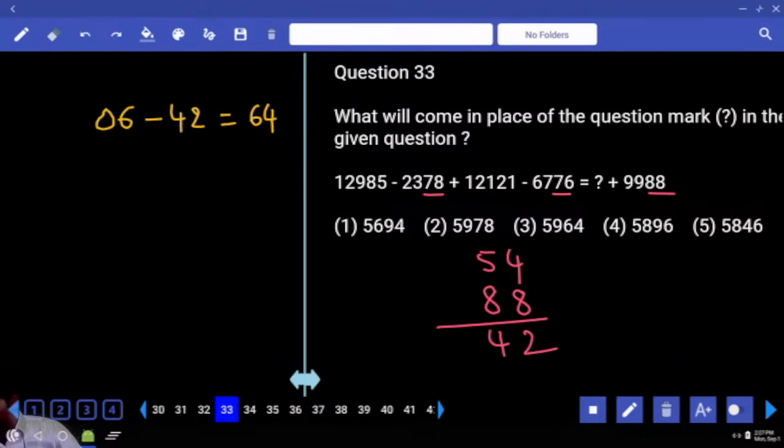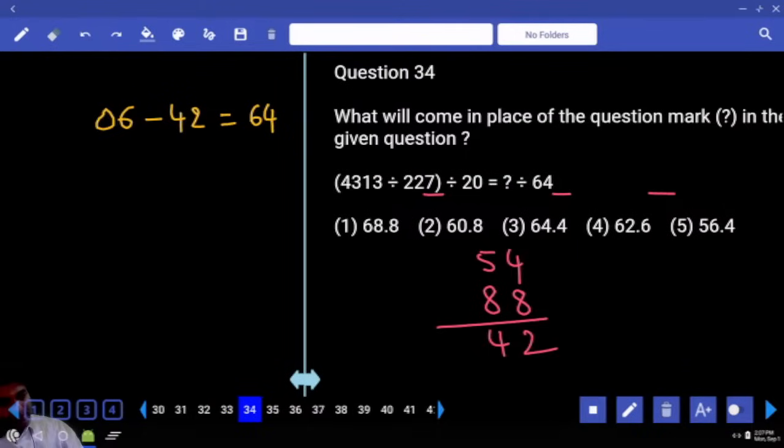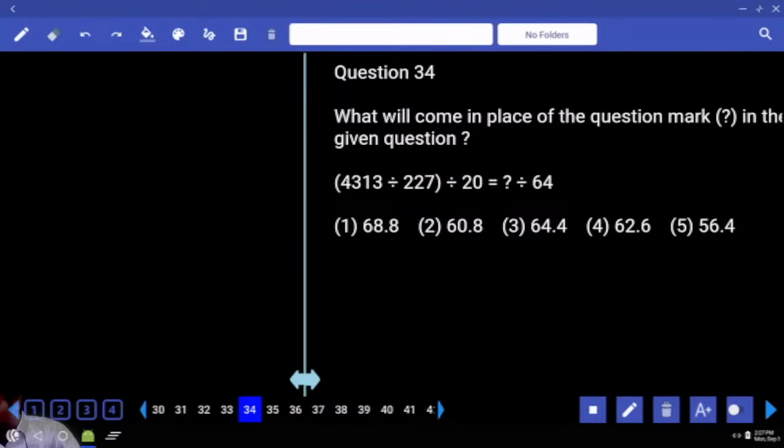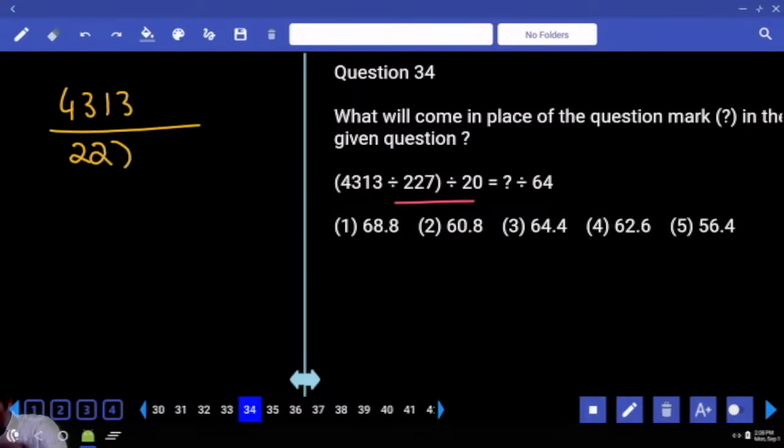Third option. Divided by 20. Nowhere we have 5 multiples. So answer should be definitely a decimal number. Options are decimal. Let's see. 4313 divided by 227. When you have continuous division, both numbers come in denominator. And right hand side divided by 64 comes to numerator.